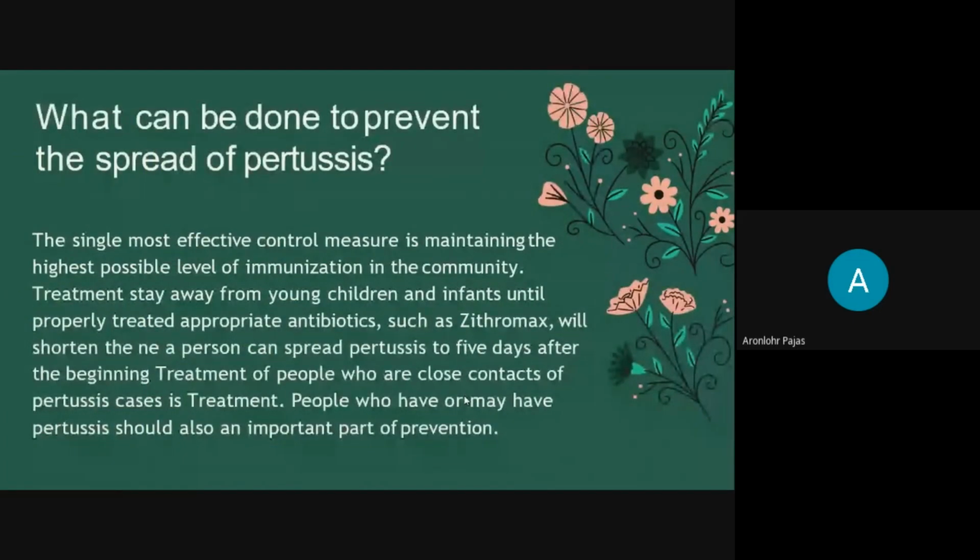Next. What can be done to prevent the spread of pertussis? The single most effective control measure is maintaining the highest possible level of immunization in the community. So, paano nga ba natin ma-maintain ang immunization sa community? People who have or may have pertussis should stay away from young children and infants until properly treated. Appropriate antibiotics such as Zithromax will shorten the period a person can spread pertussis to 5 days after beginning treatment. Treatment of people who are contacts of pertussis cases is also an important part of prevention.